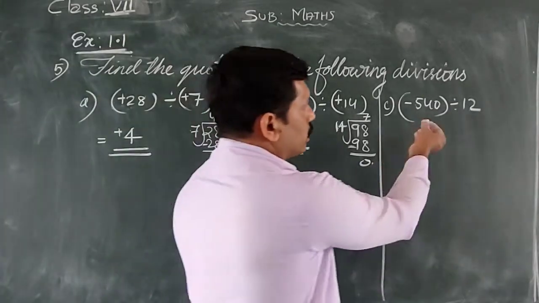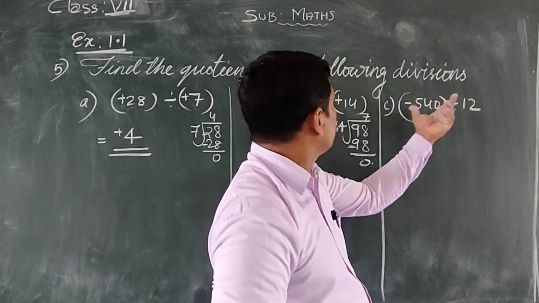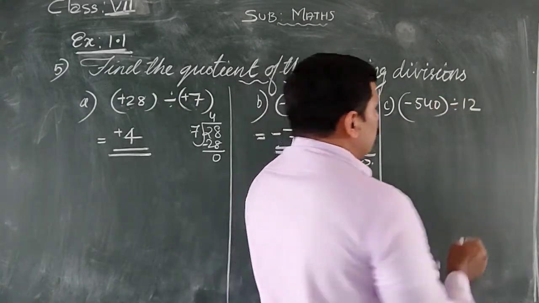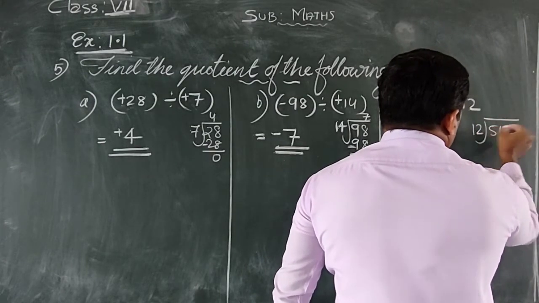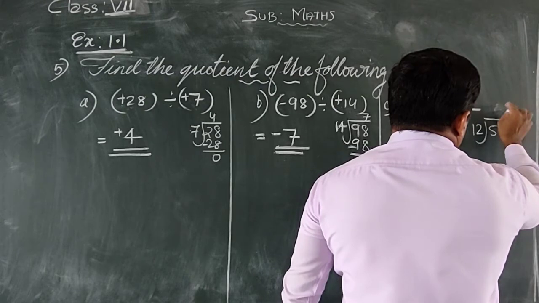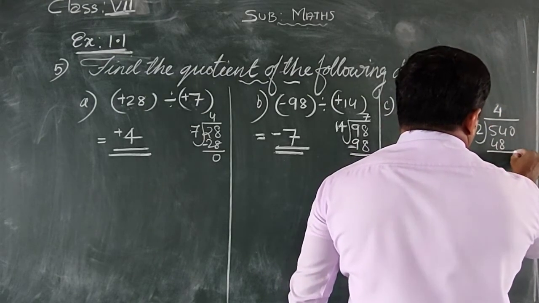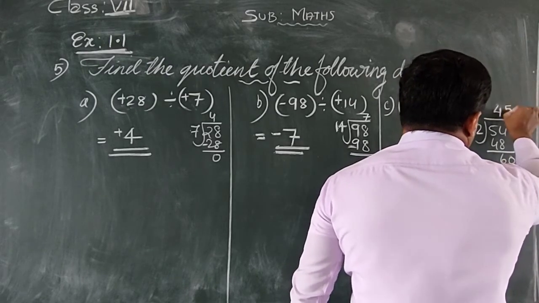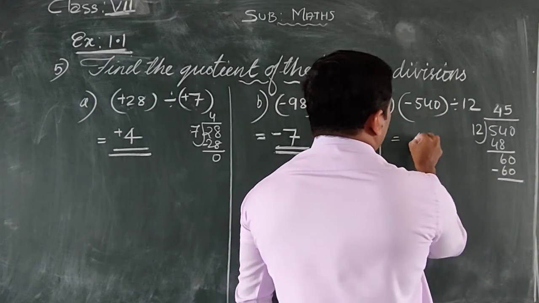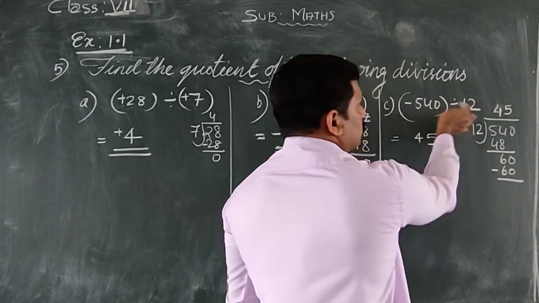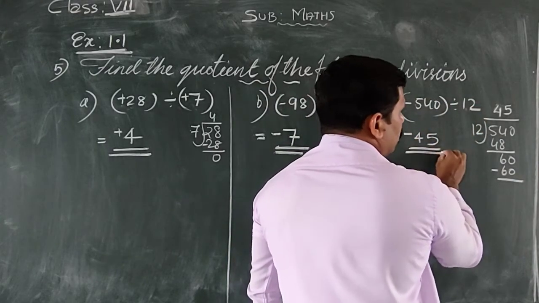So next question, negative 540 divided by 12. Here also one is negative, another is positive. The same method we will follow. First of all, we will divide 540 by 12. 12 threes are 36. 12 fours are 48. So write here 48. And 12 fives are 60. Answer is 45. As one is negative and another is positive, the quotient also will be negative.